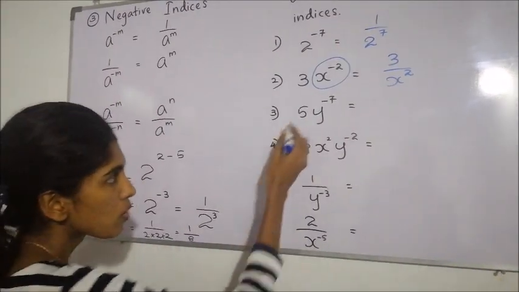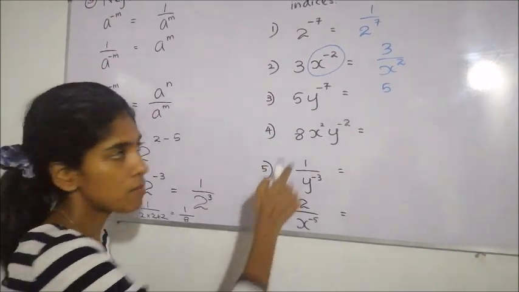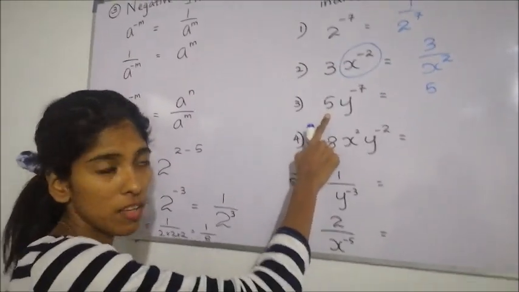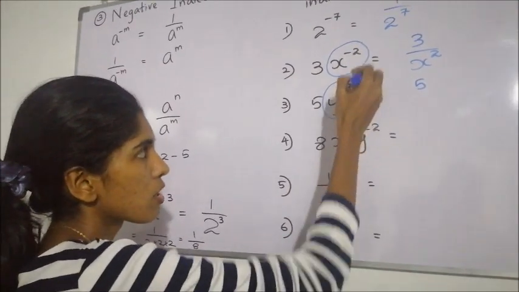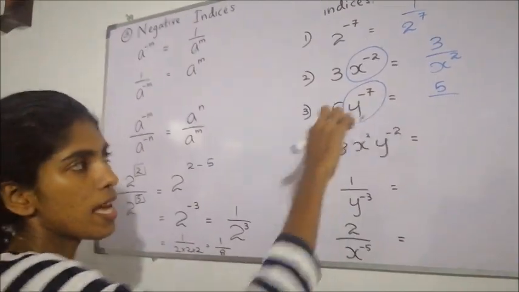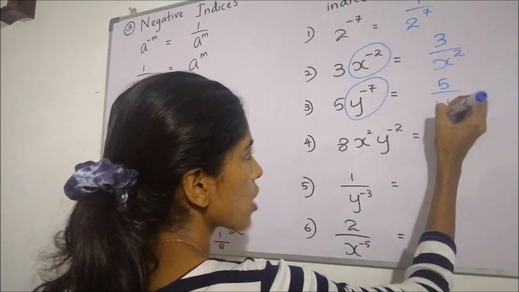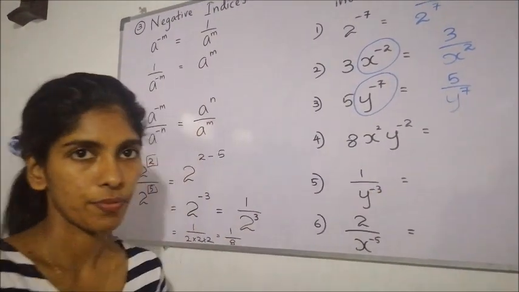Next one also, 5 should be written as it is because 5's power is not minus 7. This minus 7 doesn't belong to this 5, right? It belongs only to this y. So we will write this y with a positive index, we will bring it down, y to the power 7.